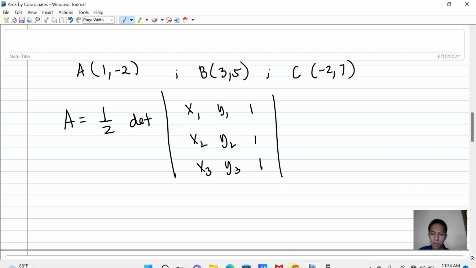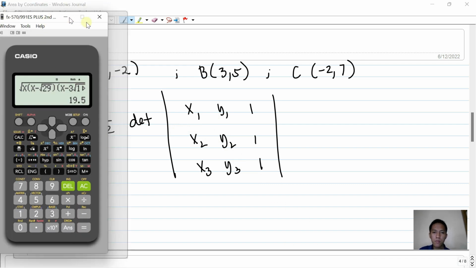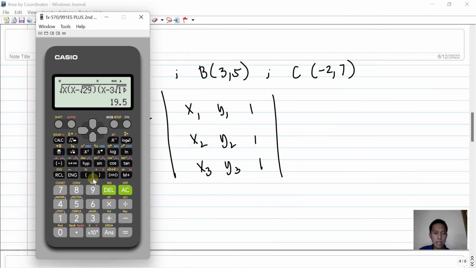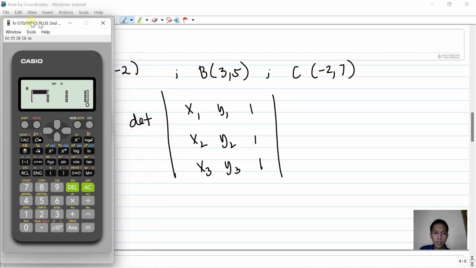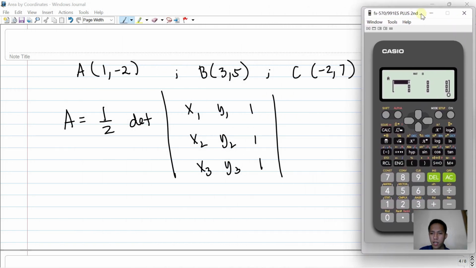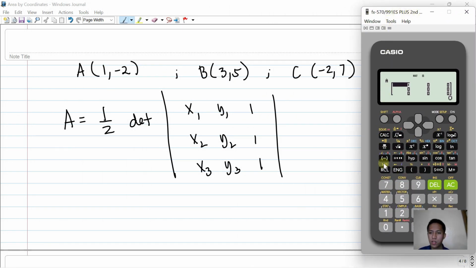So automatic input lang tayo sa calculator. So dito, as you can see, we have this. So just clear the calculator first. Okay, so ang ating mode is matrix. So mode matrix, we have here 6. Okay, so 6. Then let's say matrix A. So this is a 3 by 3 matrix. So that is 1. Okay? So input lang natin yung ating first point. So that is 1. Okay? 1, -2. So lagay natin. So that is 1.